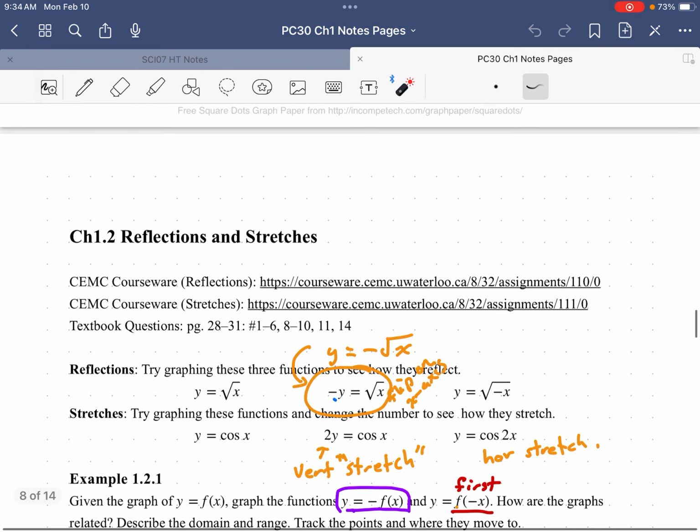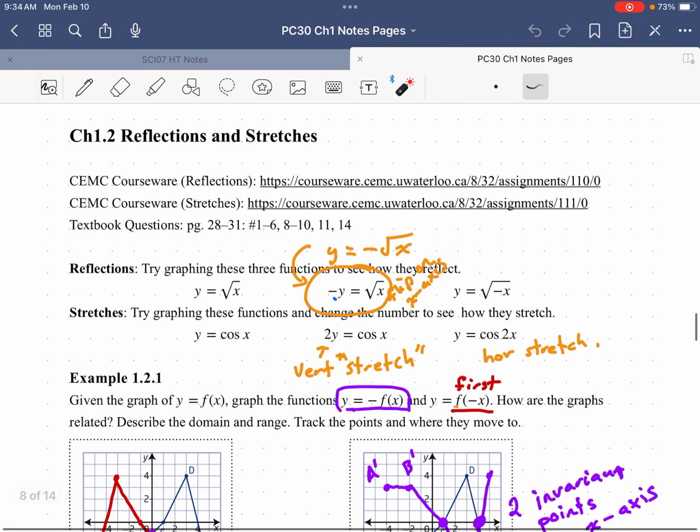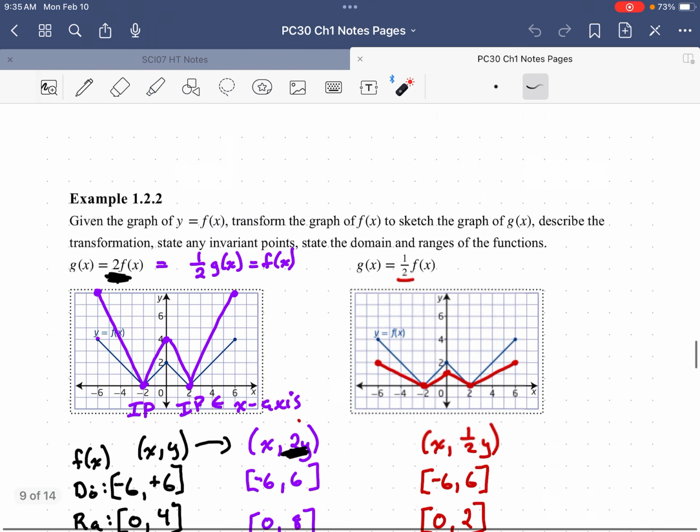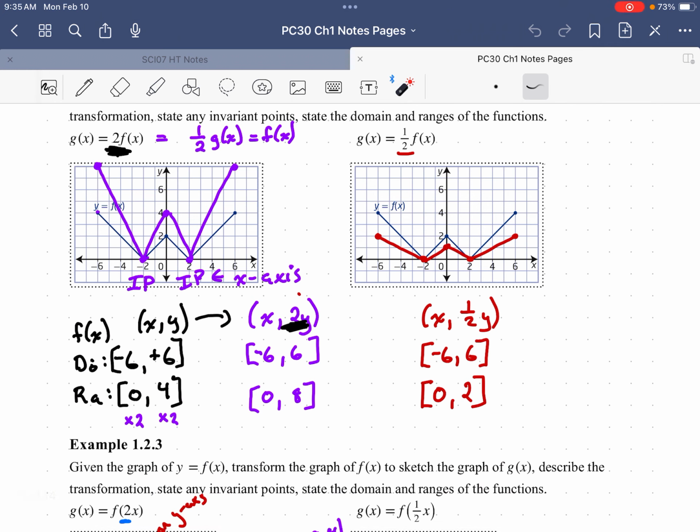We didn't just do shifts, we also did reflections and stretches. So multiplying or dividing by negatives is flipping. Multiplying or dividing by numbers is stretching. So right here, we had this 2 in front, so we took our y and we times it by 2. We had the 1/2 in front, so we took our y and we times it by 1/2.